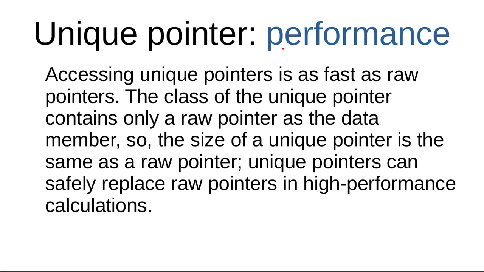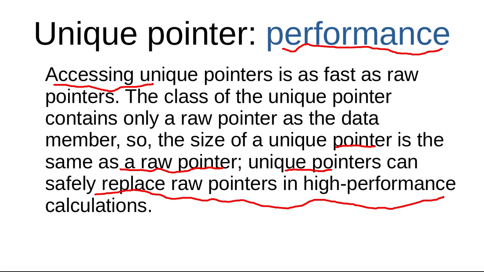Unique pointer performance. Accessing unique pointers is as fast as raw pointers. The class of the unique pointer contains only a raw pointer as the data member, so the size of a unique pointer is the same as a raw pointer. Unique pointers can safely replace raw pointers in high performance calculations.